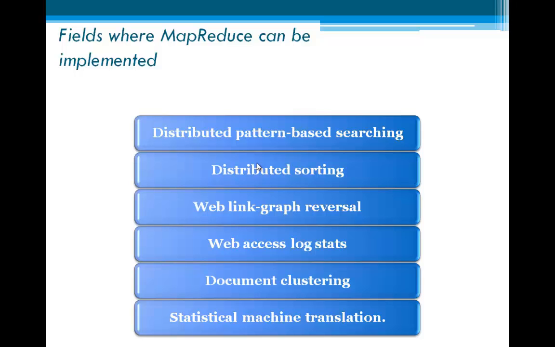Fourth comes web access log stats. MapReduce is used to derive key information from access logs. Now fifth comes document clustering. It is used for automatic document organization, topic extraction, and fast information retrieval or filtering. And the last is statistical machine translation, where one language is translated to another language.